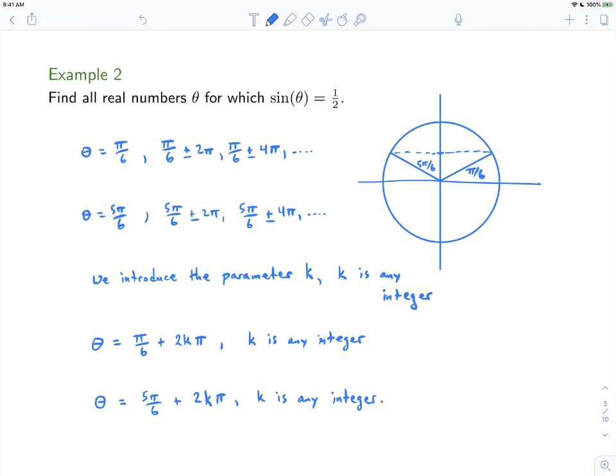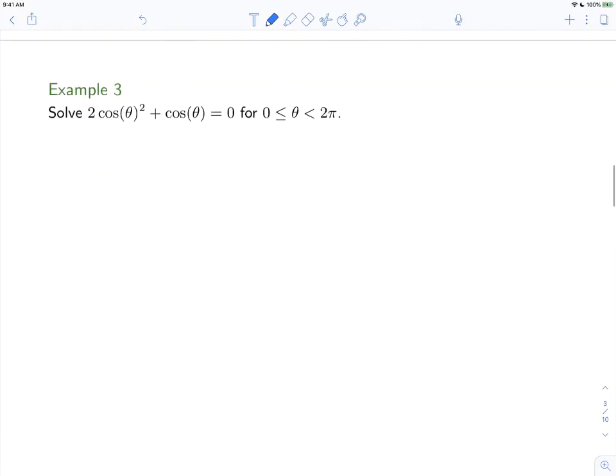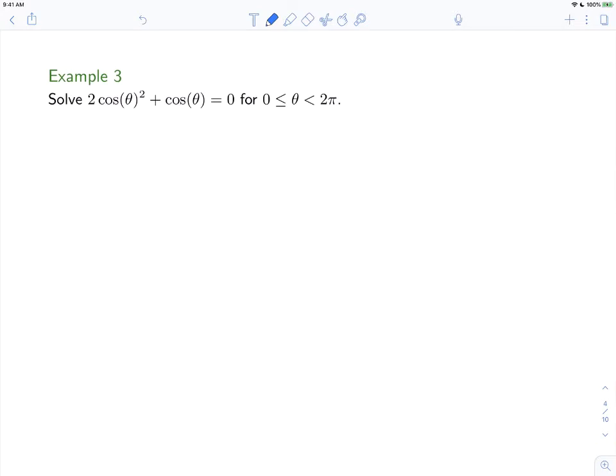Let's do another example. For example 3, we're asked to solve 2 times cosine theta quantity squared plus cosine theta equals 0 for 0 less than or equal to theta less than 2 pi. So our equation is 2 times cosine of theta quantity squared plus cosine of theta equals 0.